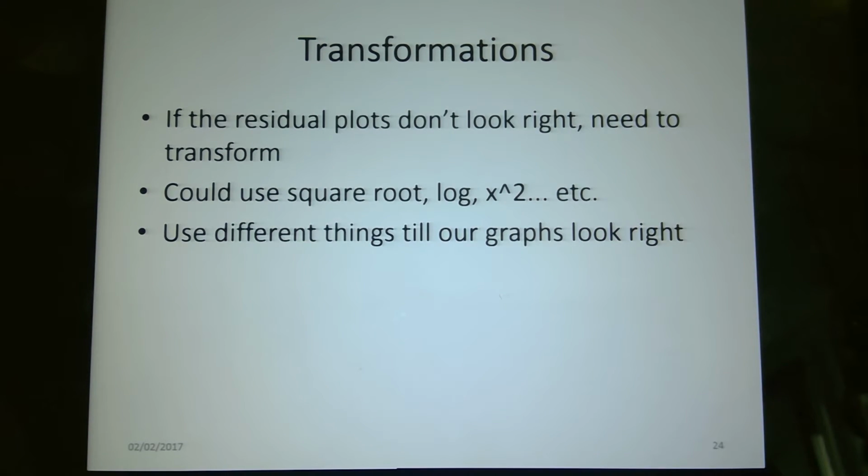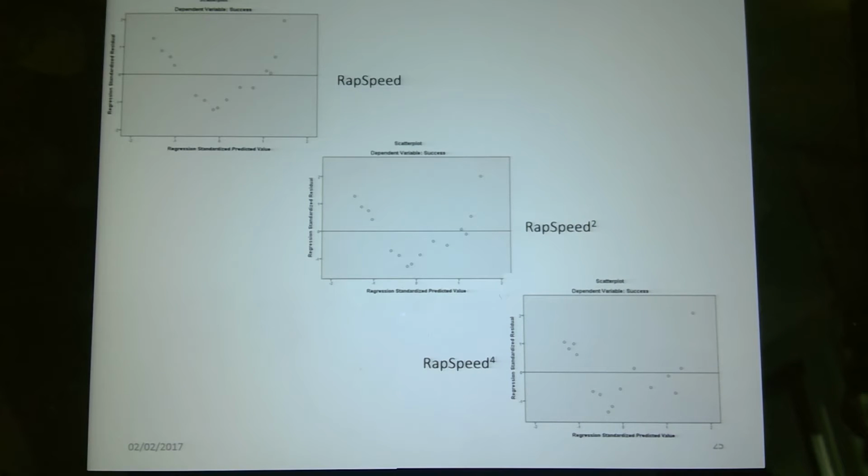Transformations are an art. You don't really know which transformation you need to use until you sort of use all of them, okay? And sometimes you do need to use all of them, sometimes you don't. So, if I transform from RAP to RAP squared to RAP to the power of 4, I'd get the graph on here. So this looks a little bit better, but I had to really change my term here.